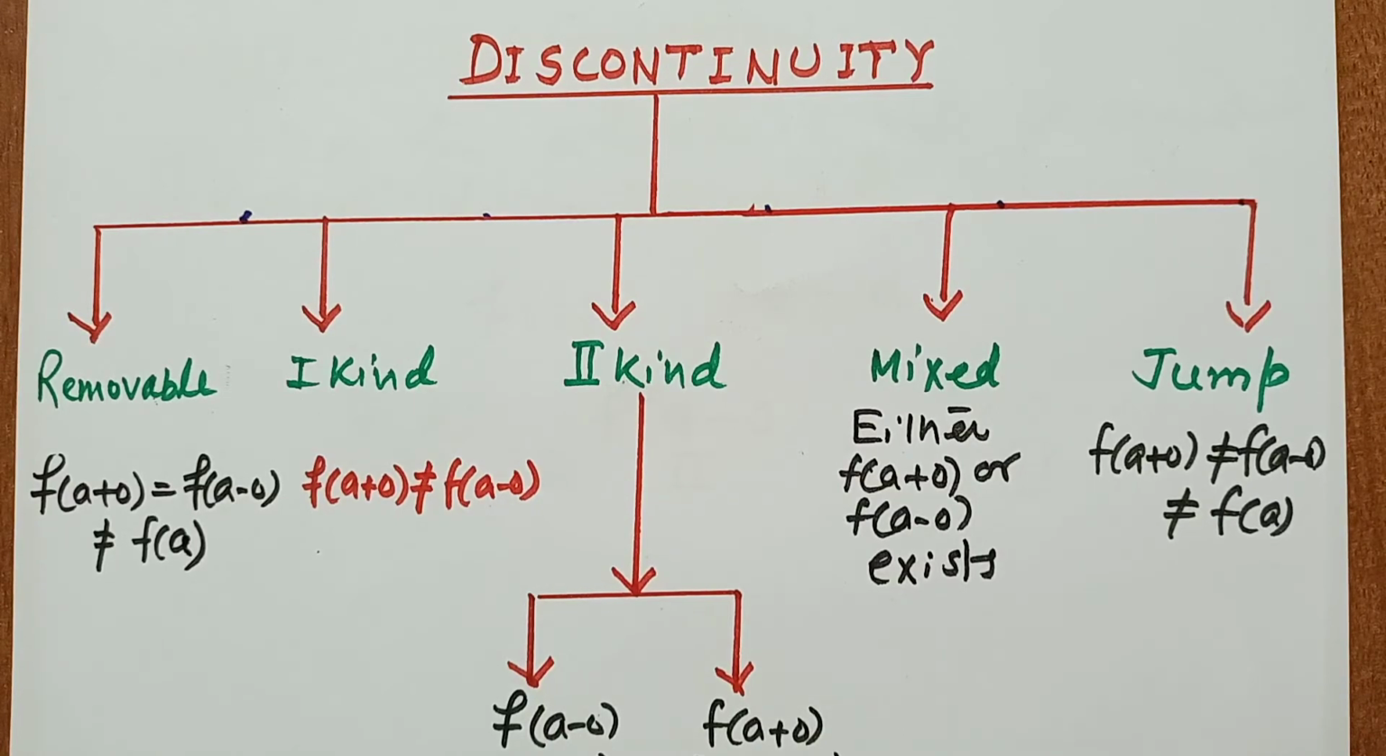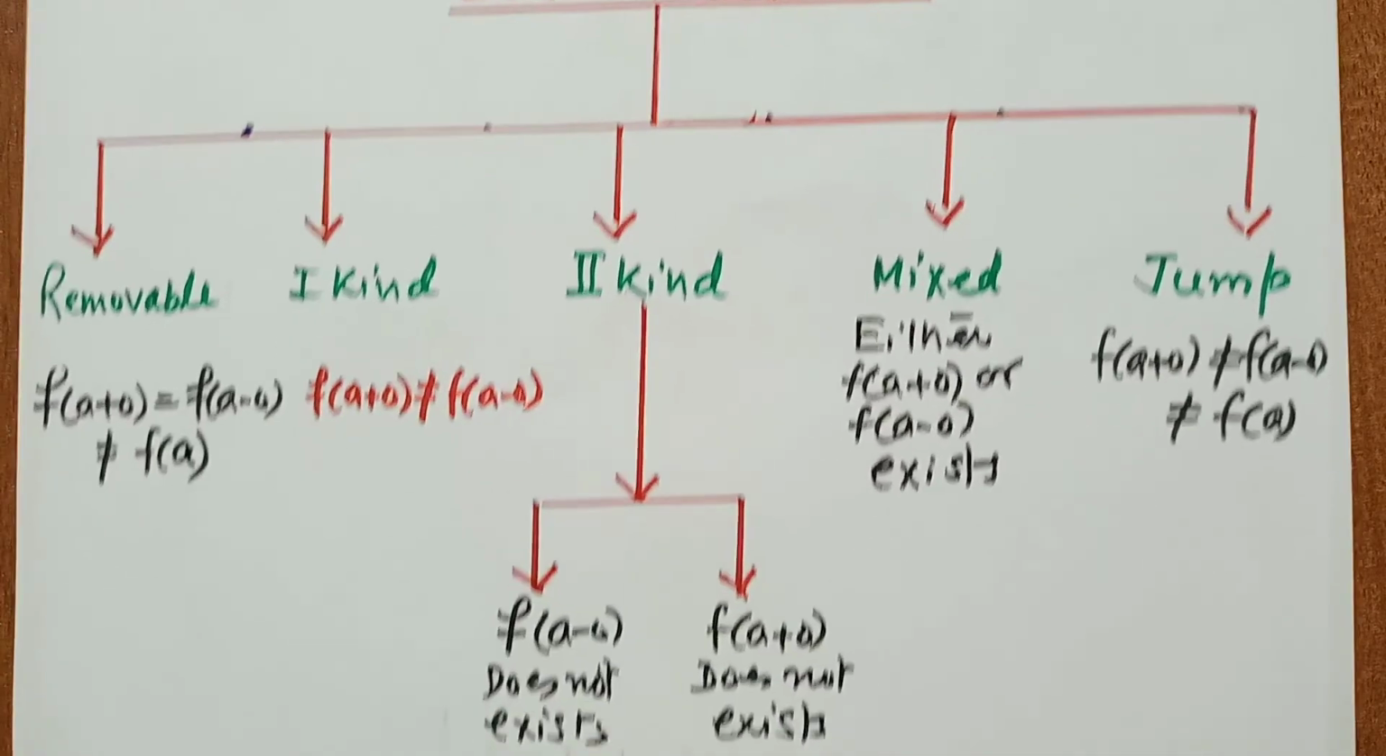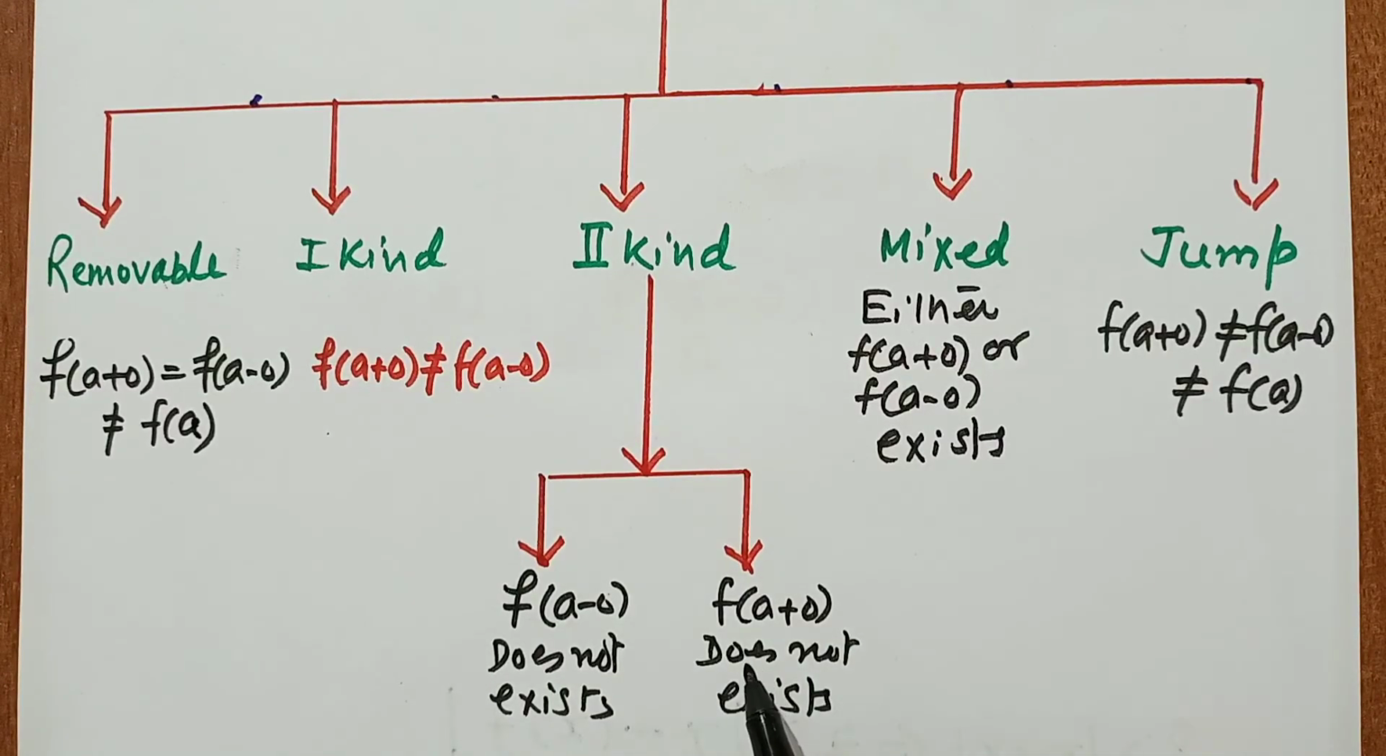Now discontinuity of the second kind. In this case, the limit does not exist, meaning the left hand limit or the right hand limit. If the left hand limit does not exist, this is discontinuity of the second kind from the left. Similarly, if the right hand limit does not exist, this is discontinuity of the second kind from the right.